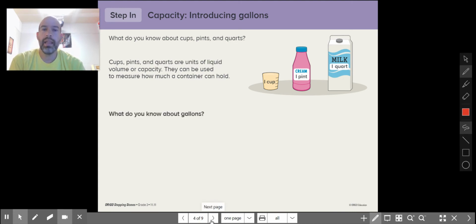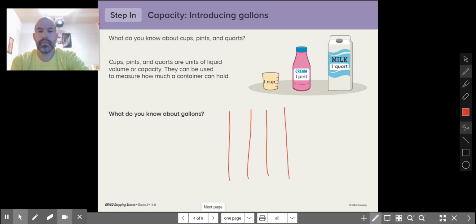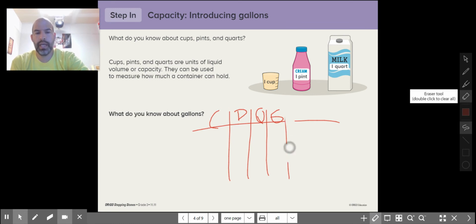So what do you know about gallons? Take a moment, have a discussion. If you want to add that to your chart, turn it into the 4-column chart. Okay, so you got cups, pints, quarts, gallons. I guess I got one too many categories here. Okay, so go ahead and add gallons there. Have a discussion about it.